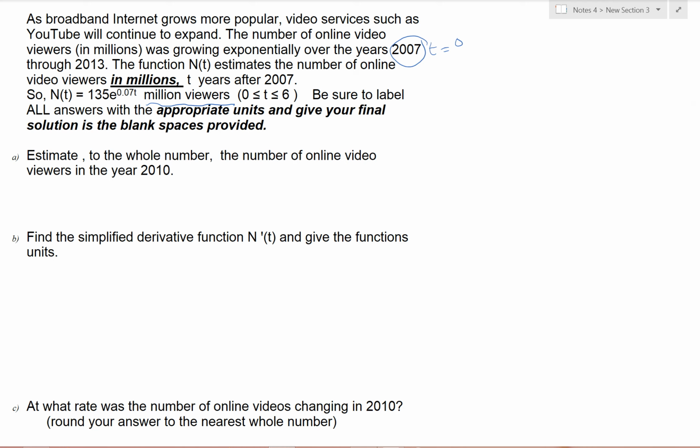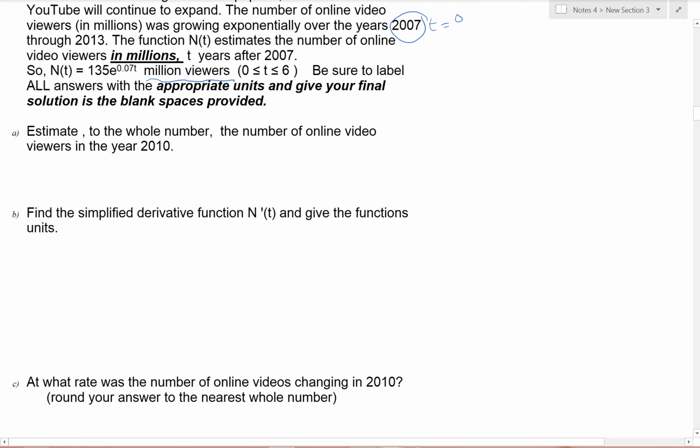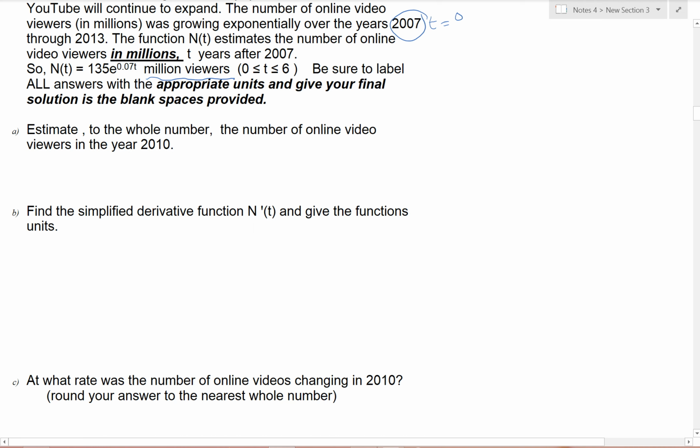Be sure to label all your answers with appropriate units. Give your final answers in the spaces provided. So again, this is similar to the type of question we'll ask on a test or a final. Just be wary to always include units.